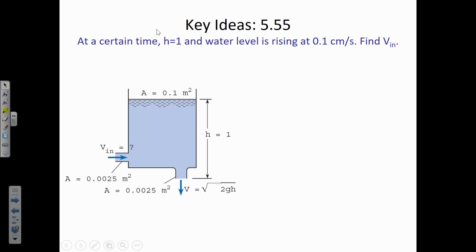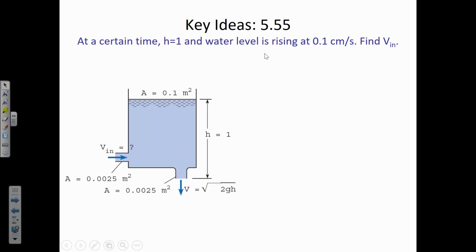Okay, so before we finish up for today, I wanted to take a look at one of these homework problems that you've got on your schedule for next time. Now, in this problem, we have multiple streams. We've got a flow coming in, a flow going out, and we're given the cross-sectional area of the tank.